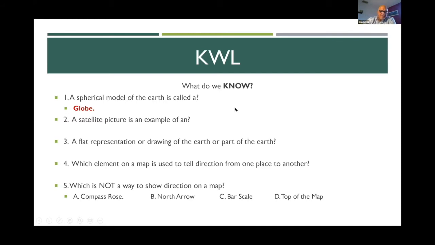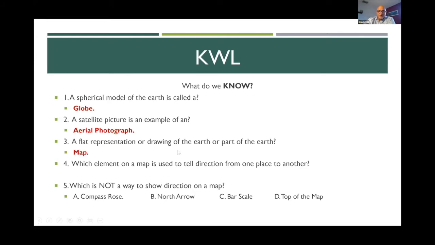Now, satellite pictures are an example of what? Satellite photographs are an example. What do we refer to those as? Anyone remember? That is an aerial photograph, an aerial photograph. Good job. All right, a flat representation or drawing of the Earth or part of the Earth is known as or called a what? That's the definition of the word map, okay?